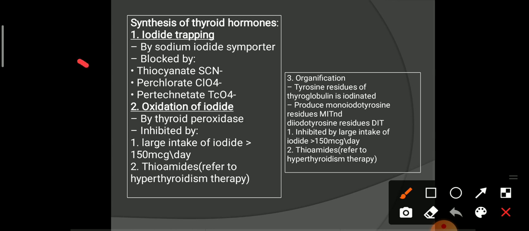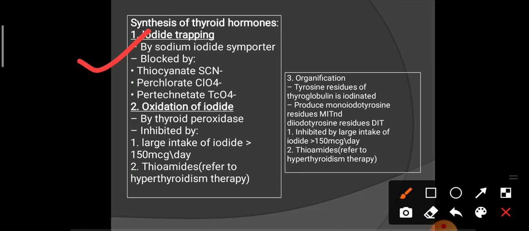Initially we said four enzymes take part in the release of T3 and T4. The thyroid gland produces three hormones, that is T3, T4 and calcitonin. T3 and T4 are produced by four enzymes. The first is iodide trapping, the second is thyroid peroxidase, the third is thioendopeptidase, and the fourth is 5-iodinase.